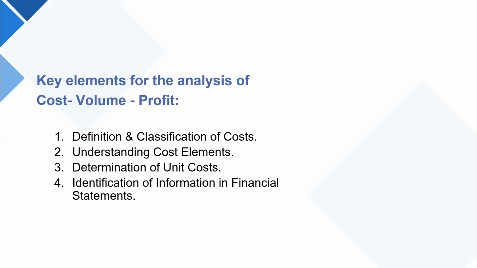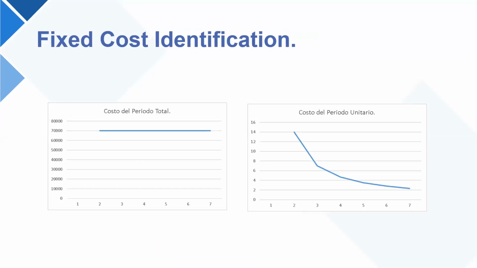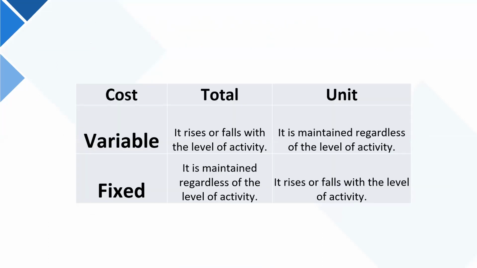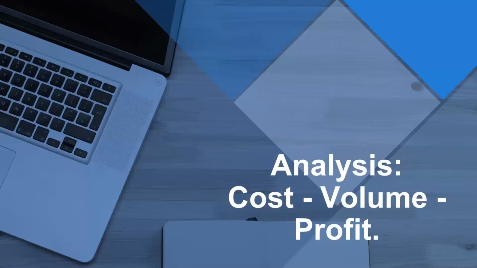There are six, well, maybe I went ahead of myself. There are six types of analysis for cost volume profit analysis: contribution margin, break-even point, profit goals, cost volume profit chart, called CPV, I'm sorry, operating margin, and safety margin. So those are the six we're going to be seeing in this part of the class, in this week.